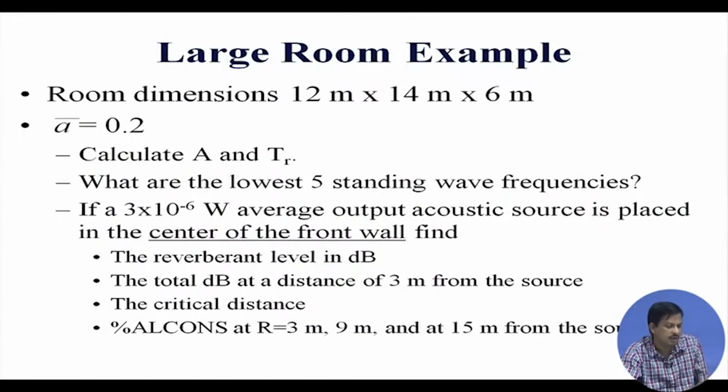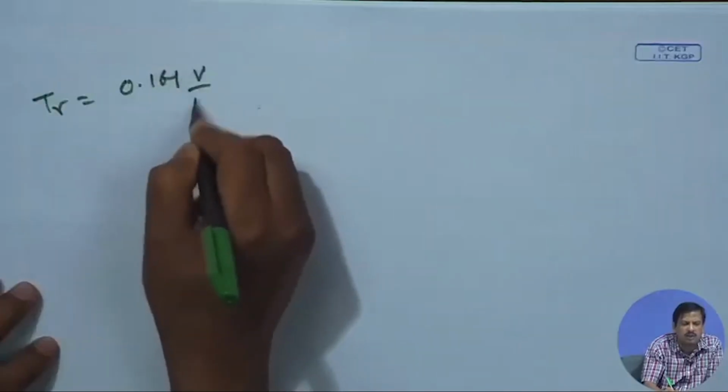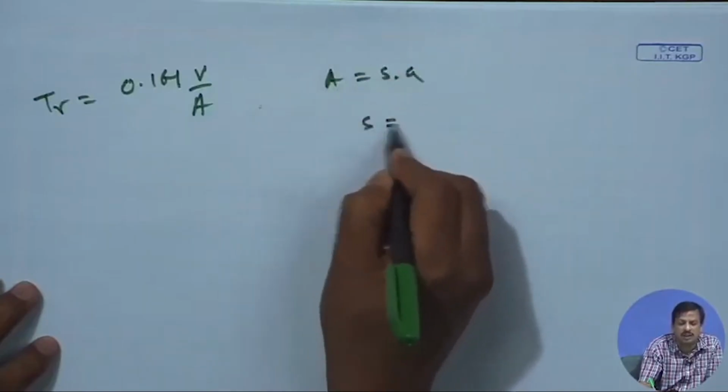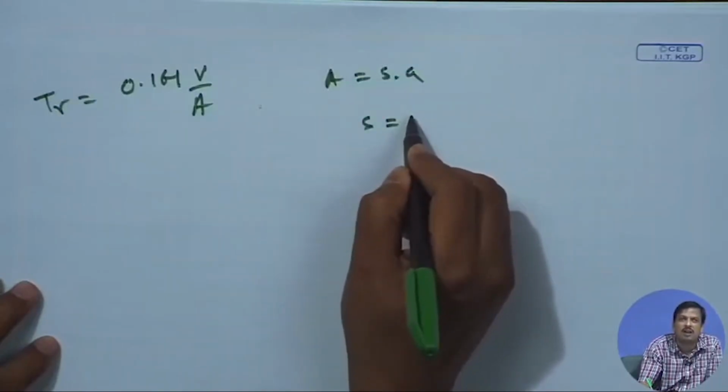Now, as an example, let us do some mathematics. Suppose the room dimensions are given as 12, 14 and 6 meters, a rectangular room, and the average absorptivity is given. Calculate capital A and Tr, the reverberation time. How do you calculate Tr? Tr is 0.161 V by A. What is A? A is S into alpha. What is S? S is the surface area of the rectangular room.